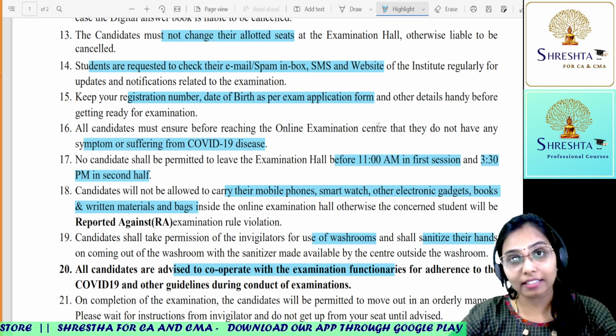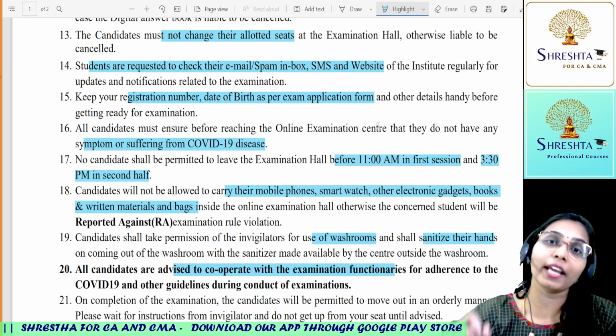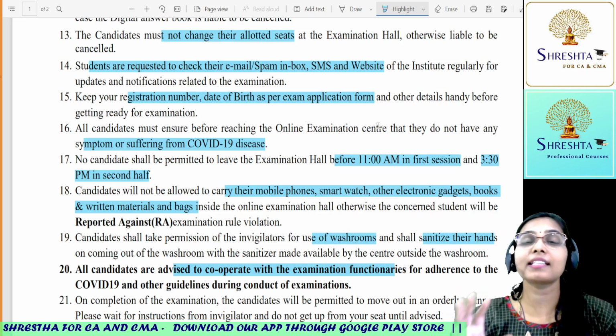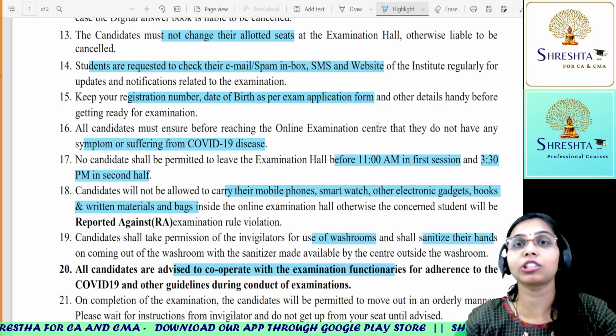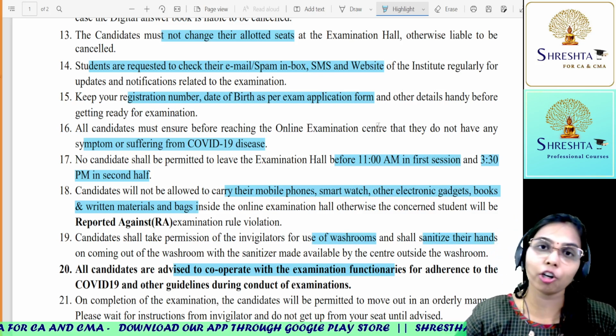Next, with the permission of the invigilator, you can go to the washroom, sanitize your hands and come back, because it's the COVID situation. You have to make sure that you are safe and that you are making the environment safe.